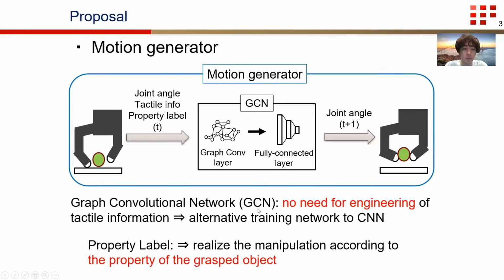So here we propose a motion generating method based on graph convolution network, GCN, and also property labels. Firstly, we prepare the graph convolution network so that we don't need to do the engineering of the tactile information in advance. And also we prepare the property labels to input to the GCN so that the hand can change the manipulation motion according to the property of the grasped object.